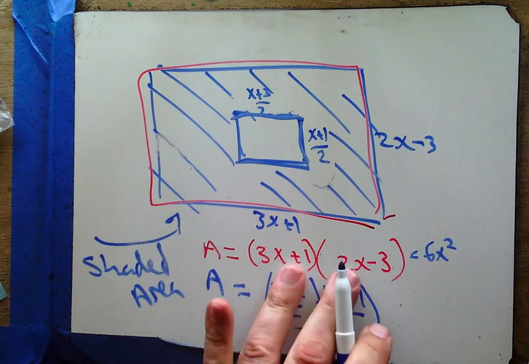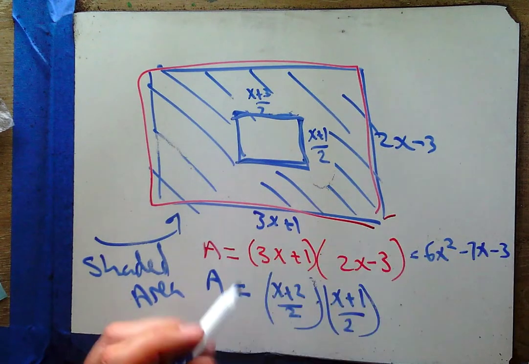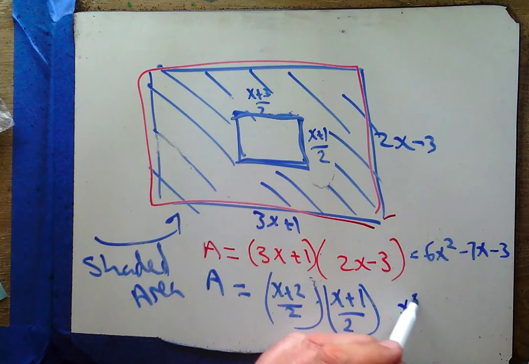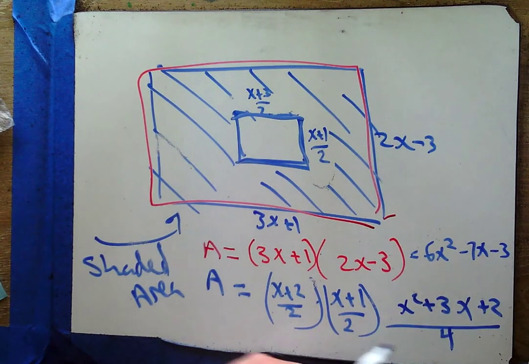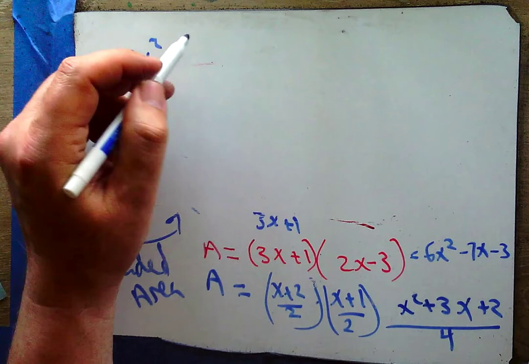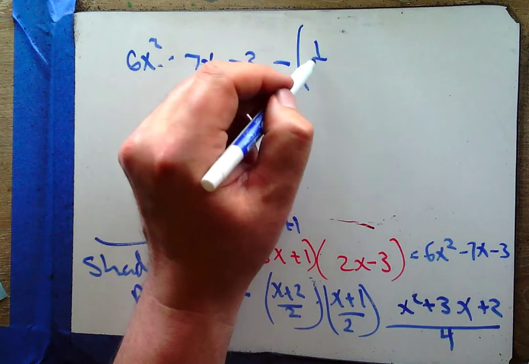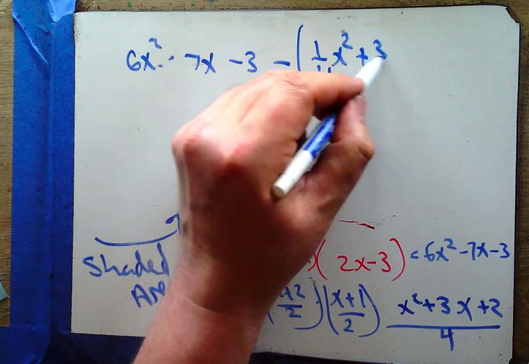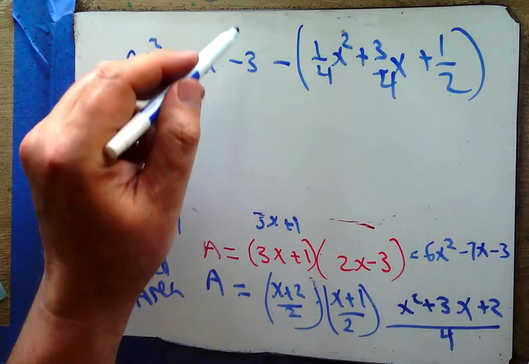6x squared plus 2 minus 9 is minus 7x minus 3. And here when I FOIL, I get x squared plus 3x plus 2 over 2 times 2 is 4. All right. Well, that's a little hard for me to combine like terms on that. But doesn't mean I can't. 6x squared minus 7x minus 3. And I'm subtracting the blue one, which is 1/4 x squared plus 3/4 x. And 2/4 is 1/2. Wait, how did I know to do that?